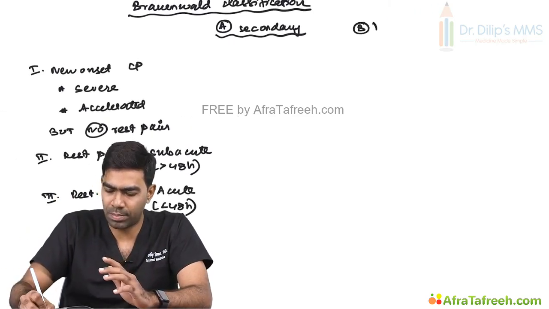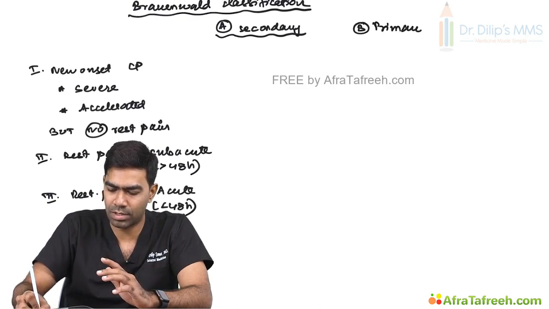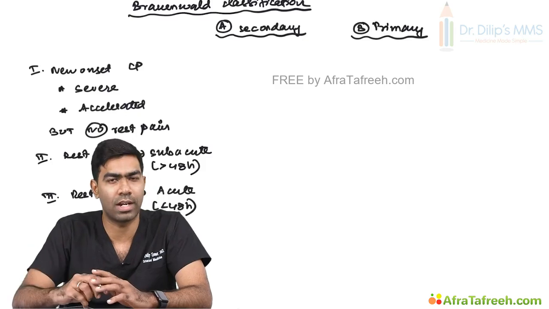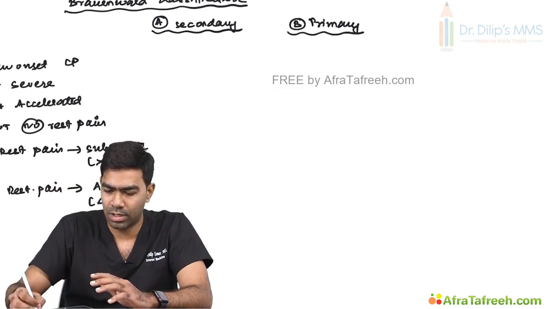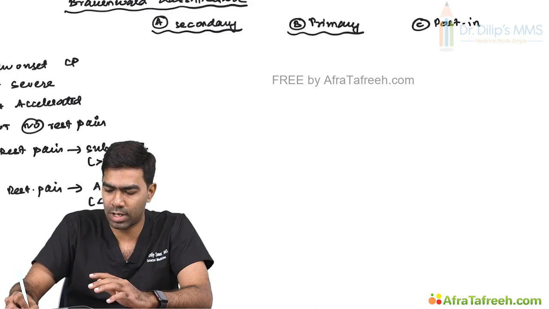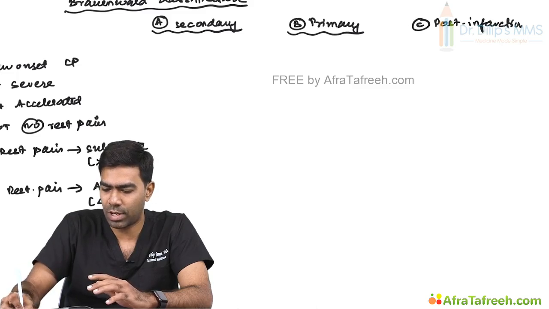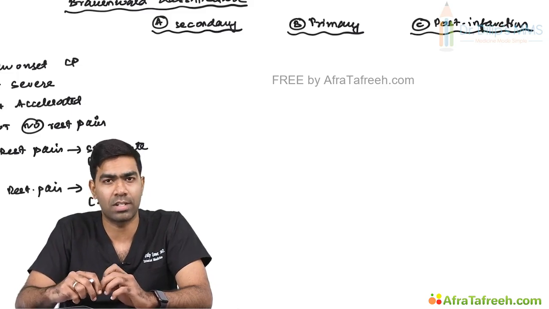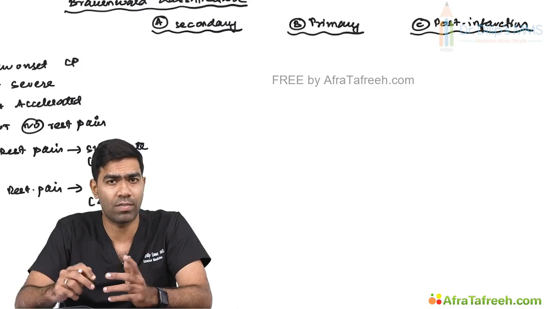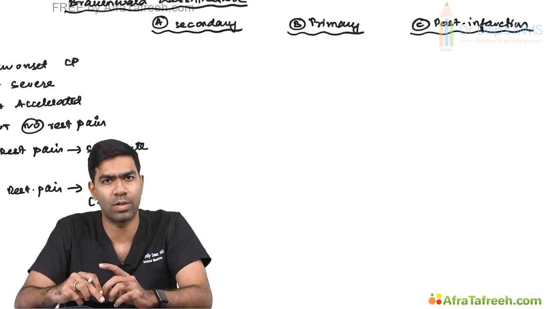And category B is primary unstable angina, which means there is no other explanation or secondary cause for the chest pain. It must be an atherosclerotic plaque. That's what it means. And category C means it's a post-infarction unstable angina. After myocardial infarction, the patient can get chest pain again, which can be unstable in nature, which might even tell you of a reinfarction. There are a lot of causes for post-infarction angina, but one of the reasons is reinfarction or a recurrent infarction.